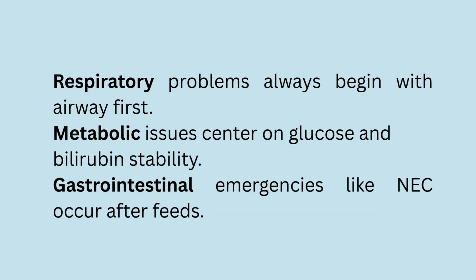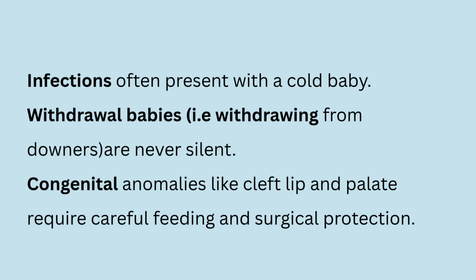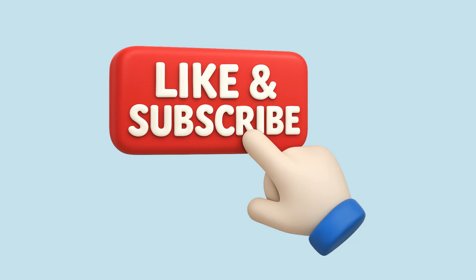That completes our review of neonatal complications. To summarize, respiratory problems always begin with airway first. Metabolic issues center on glucose and bilirubin stability. Gastrointestinal emergencies like NEC occur after feeds. Infections often present with a cold baby. Withdrawal babies are never silent. And congenital anomalies like cleft lip and palate require careful feeding and surgical protection. If you can recognize these patterns quickly, you'll be ready to answer NCLEX questions with confidence. And, more importantly, keep newborns safe.